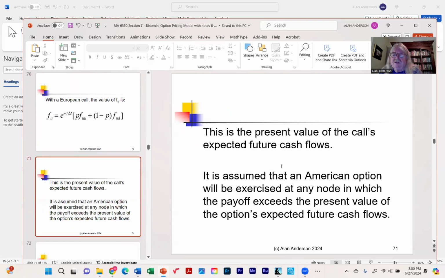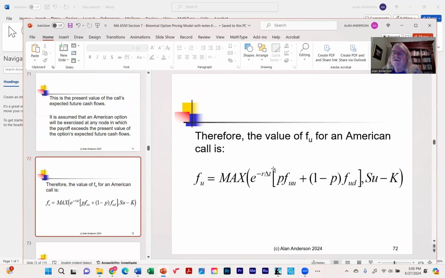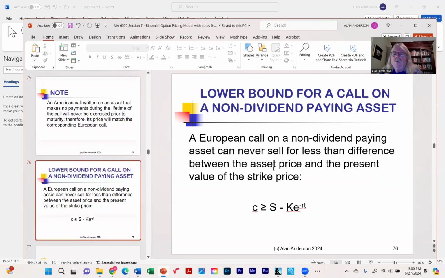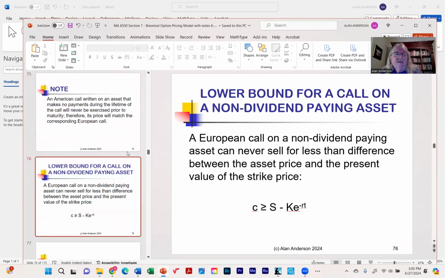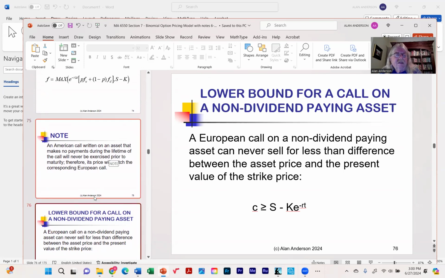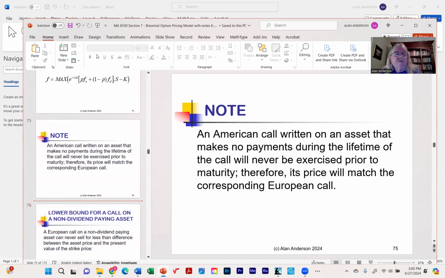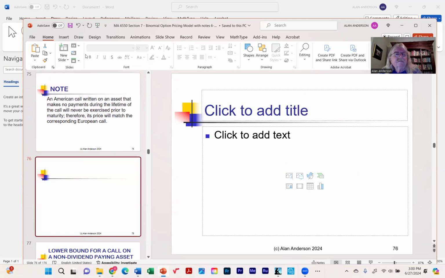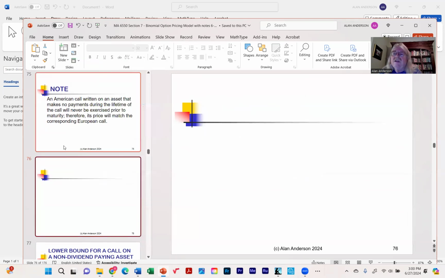So the American options, this is the clever part. What's happening here is this. Let me sketch this out for you. And so this is how we extend the model to price American options. We start out with the same stock tree.